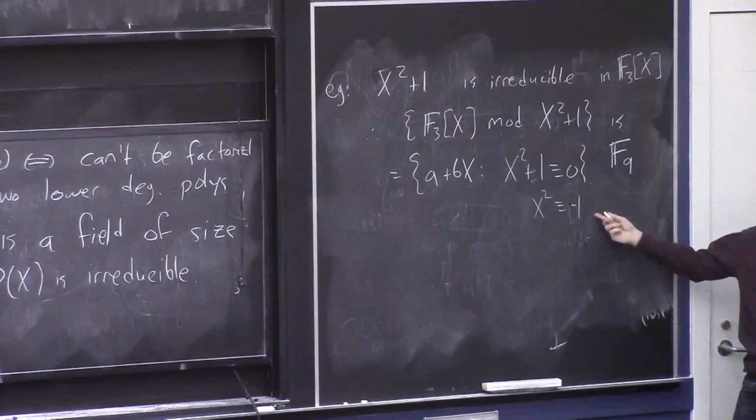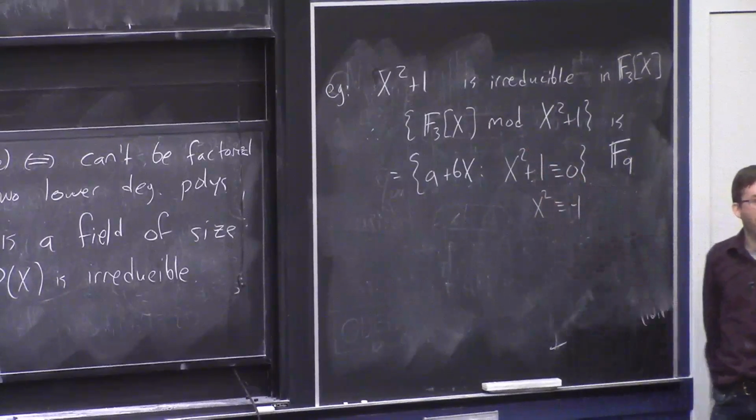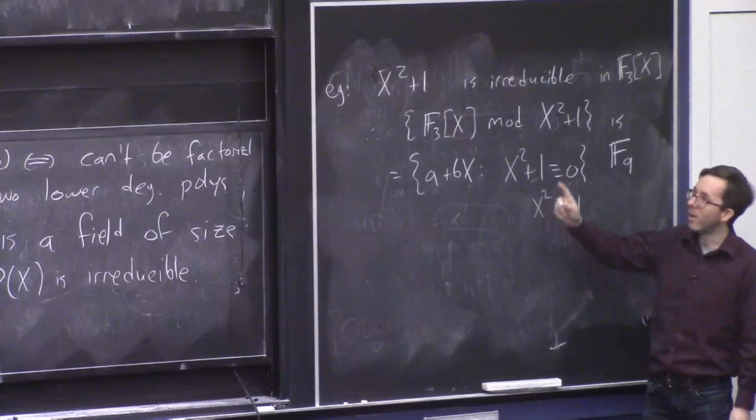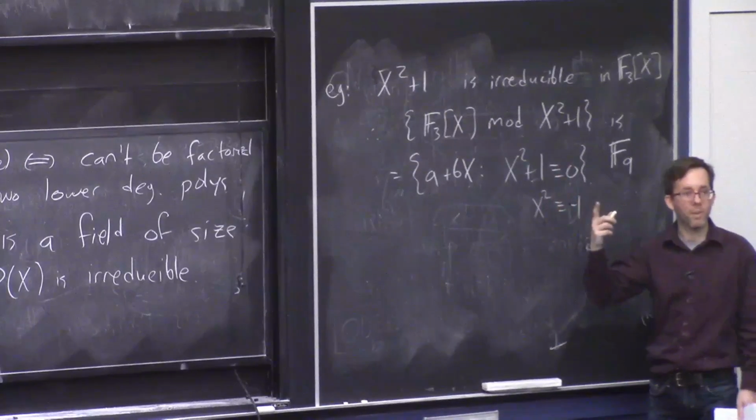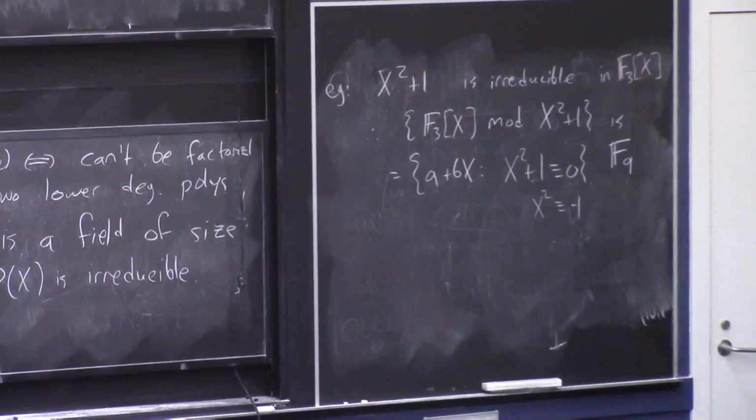And as you can see, this is exactly the same thing I told you before, where I told you it's like a plus b times i. Here we called i the number whose square is minus 1, and here we're calling x the symbol whose square is minus 1. But it's the same thing.